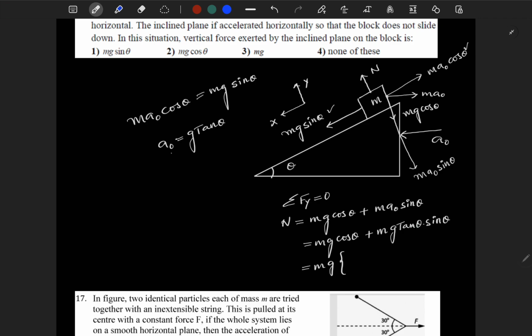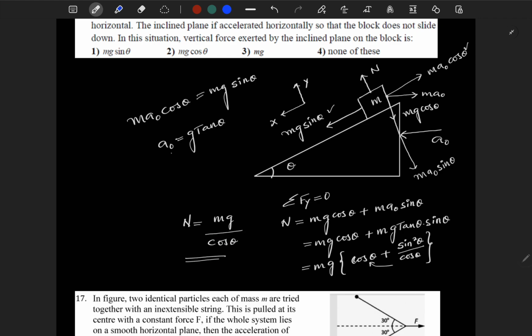Tan theta can be written as sin theta upon cos theta. So this is cos theta plus sin square theta divided by cos theta. So the cos comes here, cos square theta plus sin square theta is 1, so you are left with n is equal to mg by cos theta.